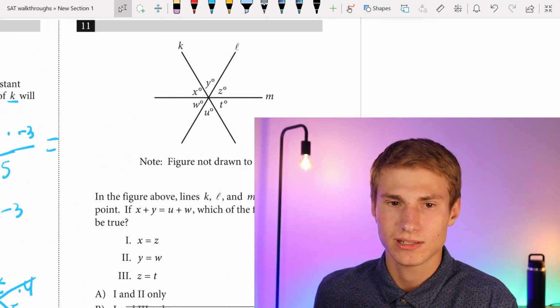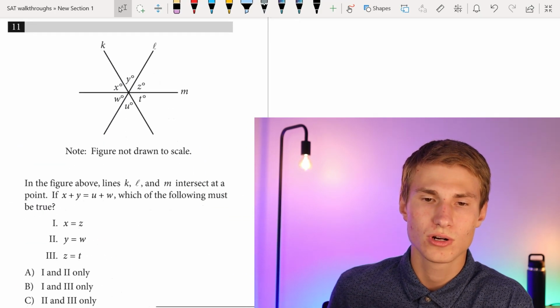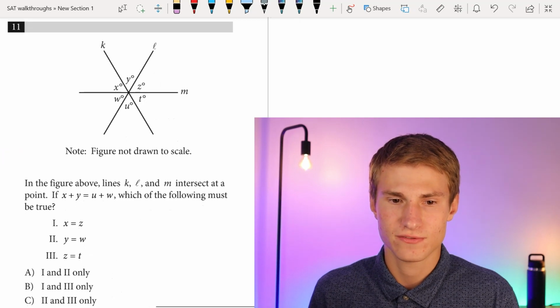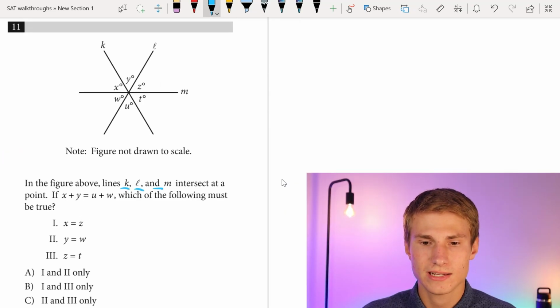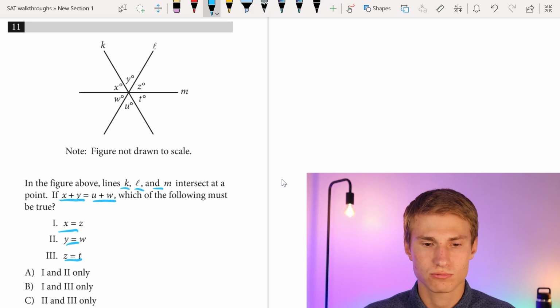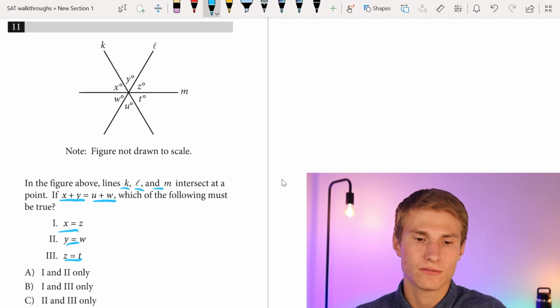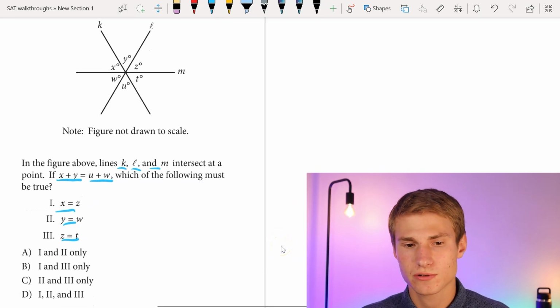All right, so looking at number 11, we're given a set of rules essentially, and we have to solve for what's true regarding this diagram or figure. In the figure above, K, L, and M are lines, and they all intersect at a point. If x plus y is equal to u plus w, which of the following must be true? We're given 3 different potential things that could be true, and we have to solve for which of these are correct and which ones are false. So let's go ahead and do that.